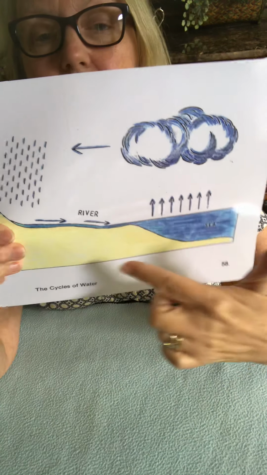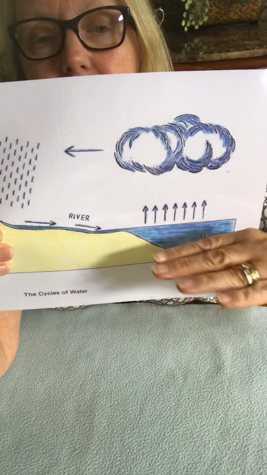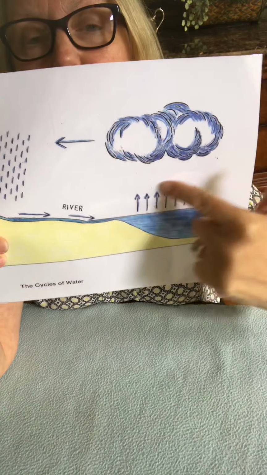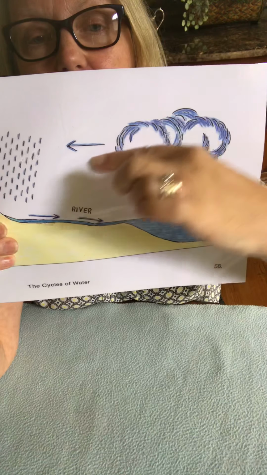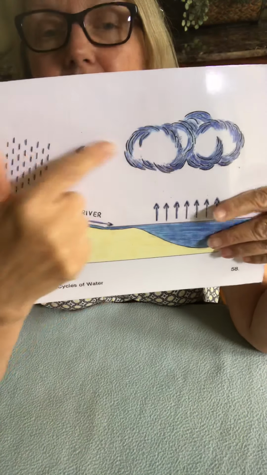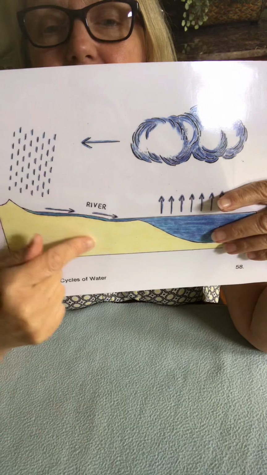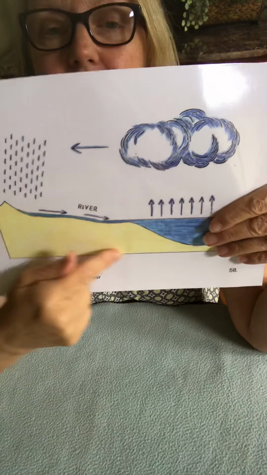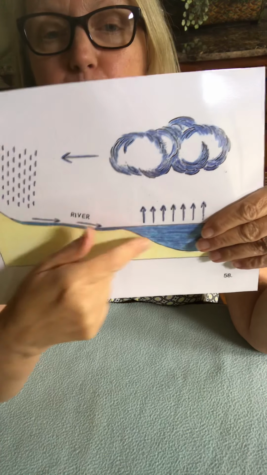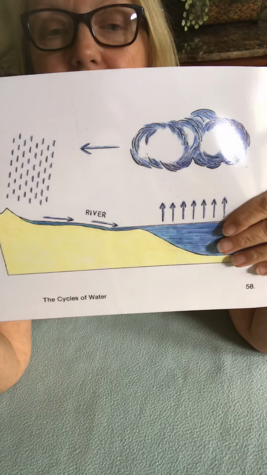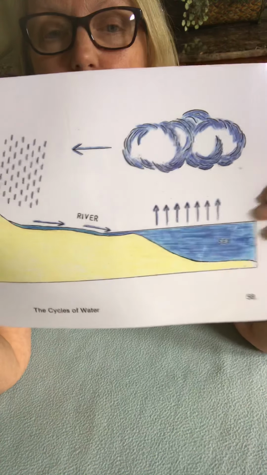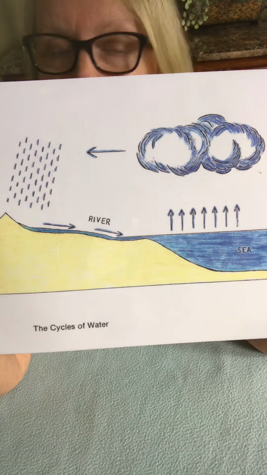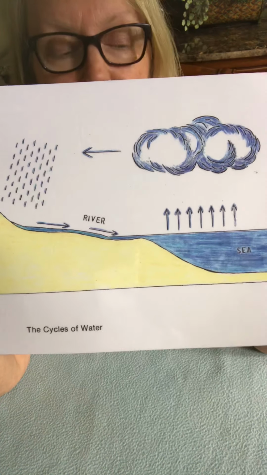The water's back here, then it heats. We have evaporation, then we have the formation of the clouds. We call that condensation. And then we have precipitation. And this goes on and on and on. And things that happen over and over like that, we call it a cycle. So this is the water cycle. And you can draw your own water cycle. It does not have to look like this.